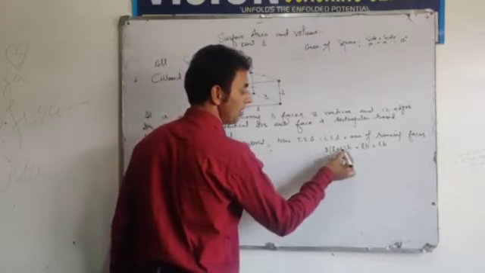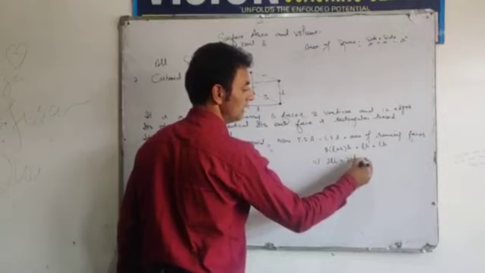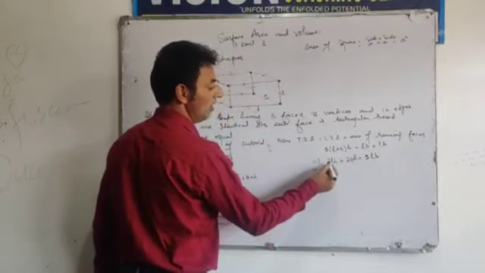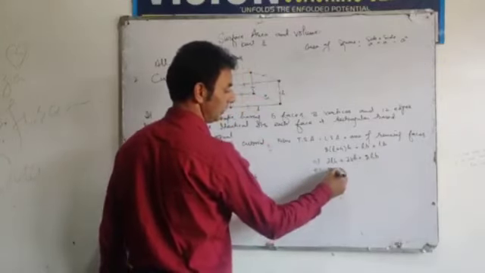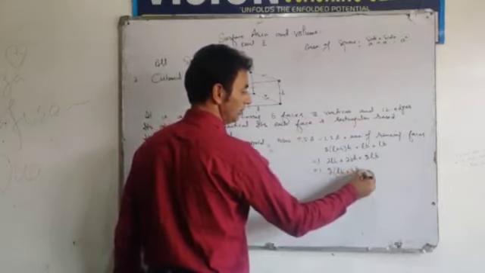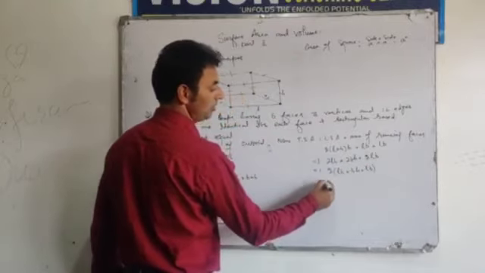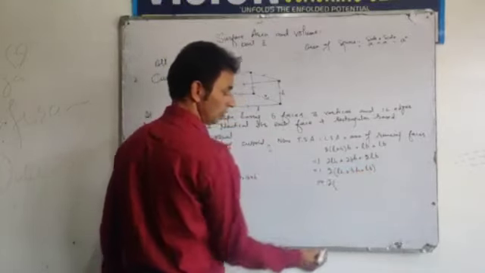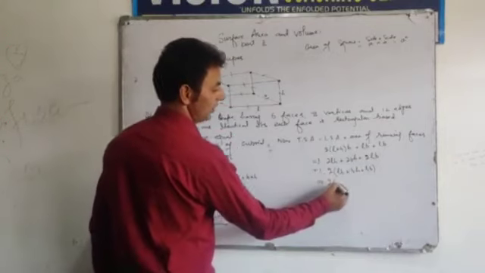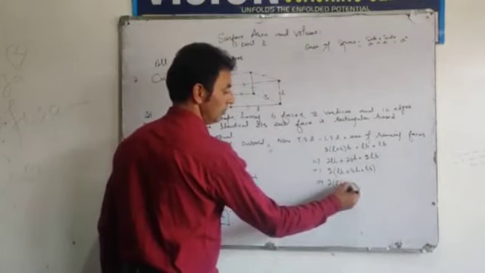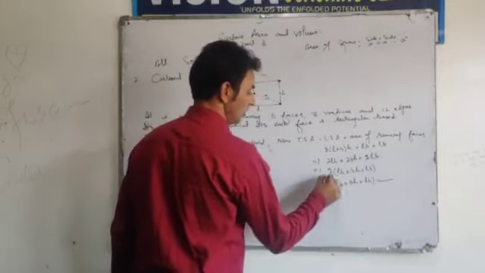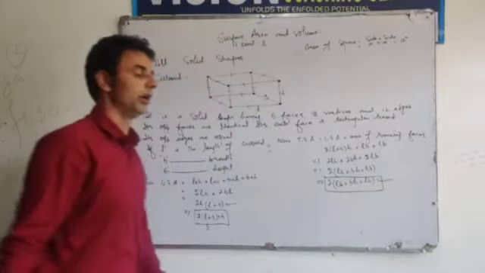I can elaborate this one: twice length into height plus twice breadth into height plus length into breadth plus length into breadth, which is twice length into breadth. Only 2 is common here, I can take 2 common. The value is now length into height plus breadth into height plus length into breadth, all twice. You know addition is commutative, you can also write it in a different order: twice (length into breadth plus breadth into height plus length into height). This is the total surface area of a cuboid.